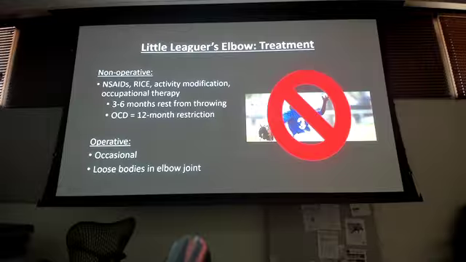Did I not tell you that OCD can be more significant? So that may be a restriction of upwards of 12 months. Hopefully, the way I'm teaching you guys, you remember these things and focus and reinforce. Okay? Operative, occasional, sure.